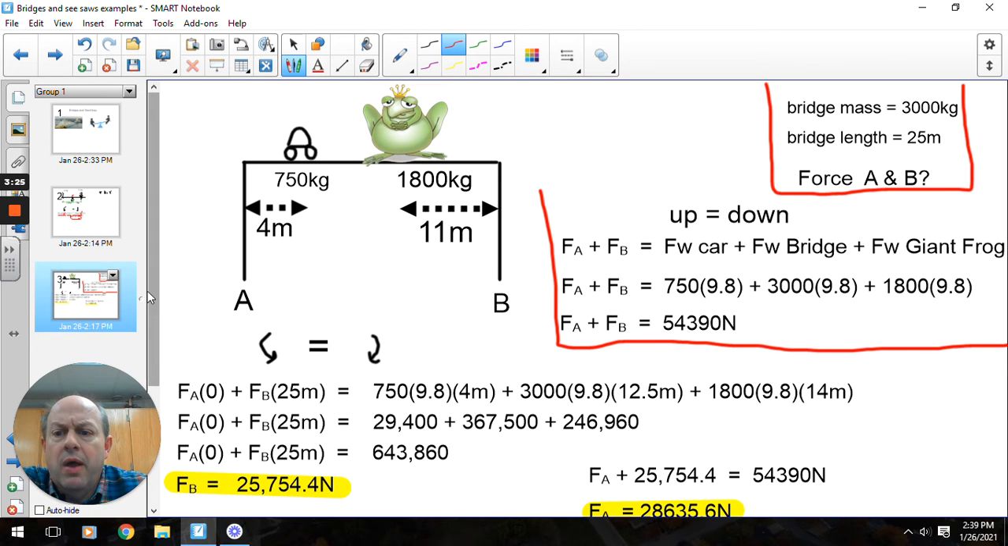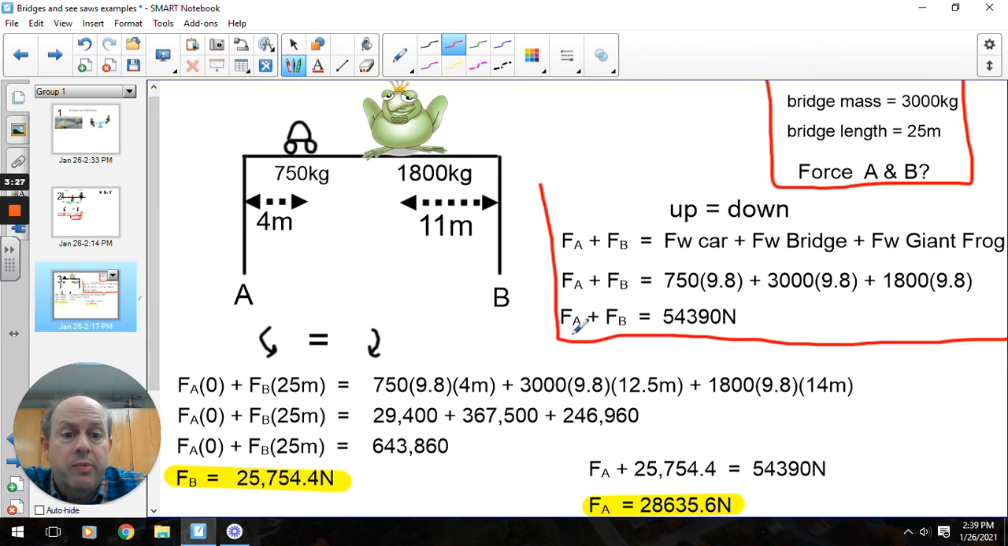That still gives us two variables, and we need to try and solve for that. Anytime you have two variables, try to find a second equation, so that you have two variables and two equations and can do some mathematical substitution. For our second equation, we're going to use torques, so that second condition of equilibrium is satisfied. The clockwise torques are going to equal the counterclockwise torques.